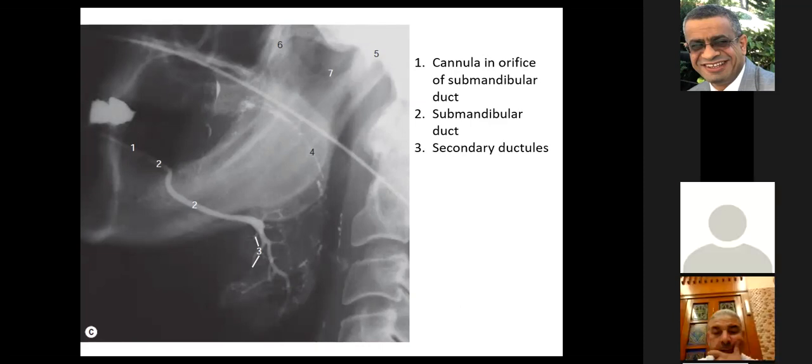Radio-opaque contrast on the surface of the tongue. Correct.